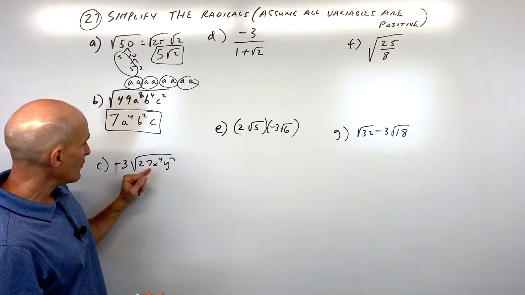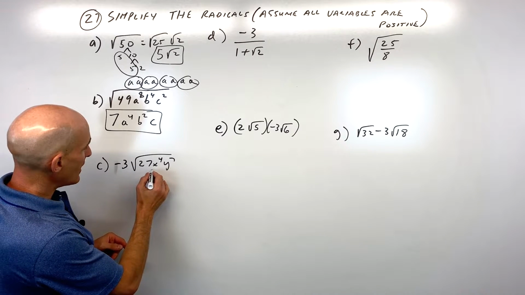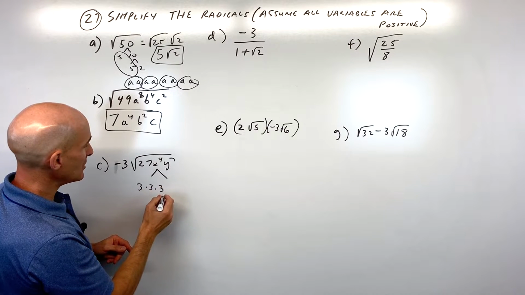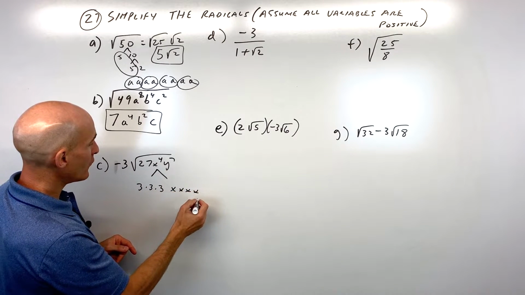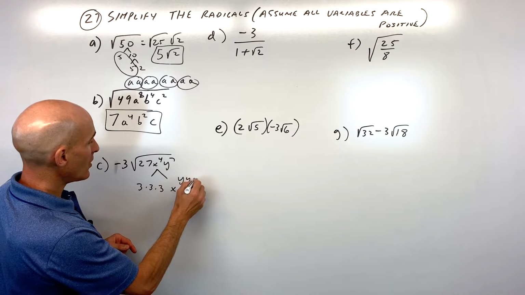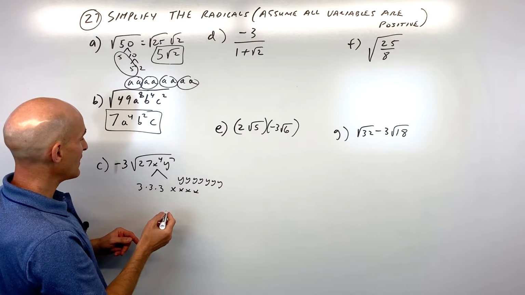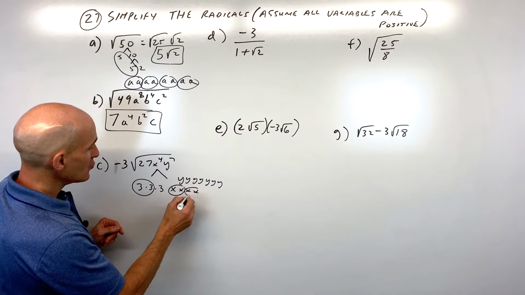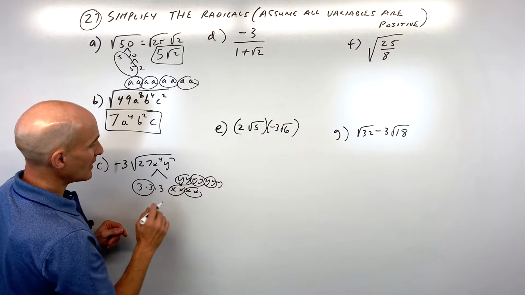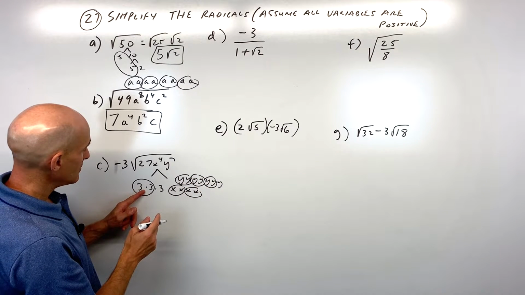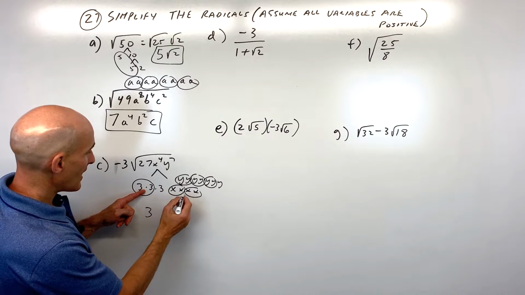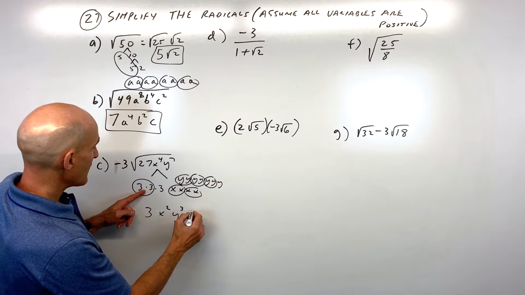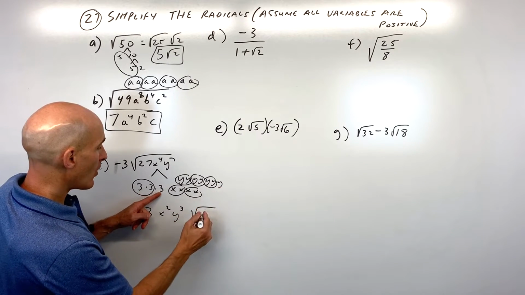For letter C, we've got negative 3 times this square root. Now, I'm going to do that method I talked about, breaking it up. So 27 I know is 3 times 3 times 3. X to the 4th is 1, 2, 3, 4. And y to the 7th is 1, 2, 3, 4, 5, 6, 7. We're looking for groups of 2 since we're taking the square root. So there's a group of 2, group of 2, group of 2, group of 2. Okay, like that. So we have 3. We have x times x, which is x squared, y times y times y, which is y cubed, and what's left over is a 3 and a y.